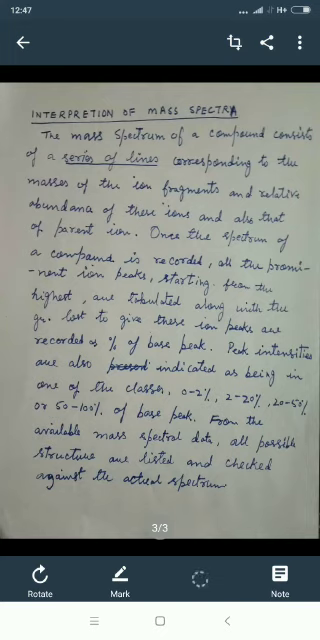From the available mass spectral data, all the possible structures are listed and checked against the actual spectrum. In the books there are series of fragments listed according to their masses, and the losses in mass spectroscopy. One can compare with the tables available in the books and find out the structure of the compound. Thank you.